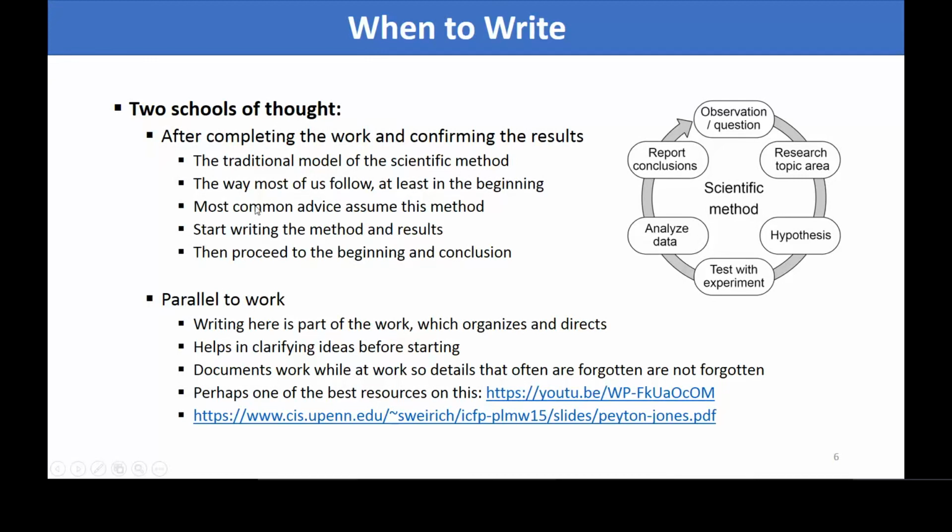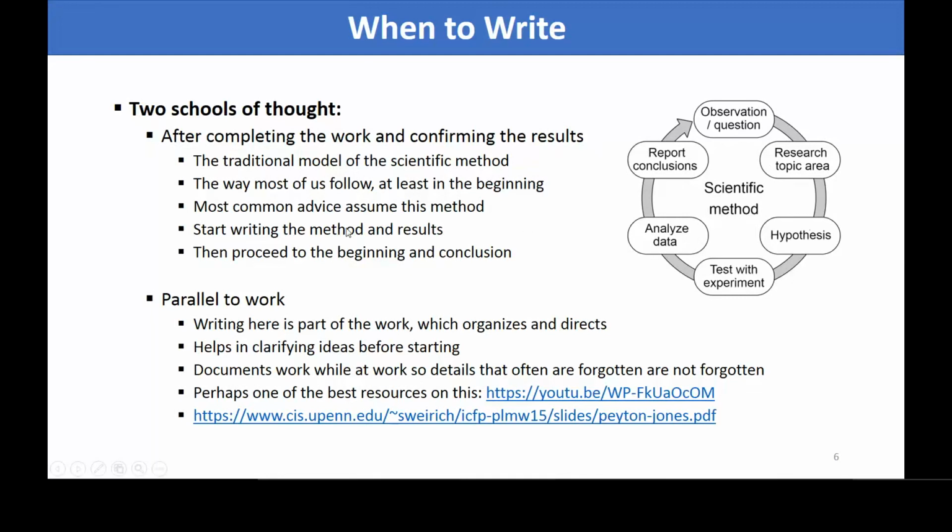So this is the way most of us follow, at least in the beginning. And this is the most common advice you will face, most probably, at least the classical advice. It will assume this method. So you start writing usually the method, this type of things, then the results, then finally you move into the beginning. You write the introduction, you write the abstract, you write the conclusion. This is just a traditional way.